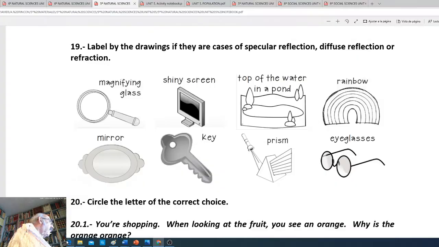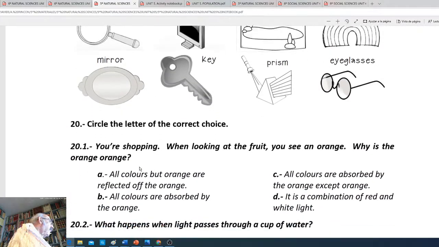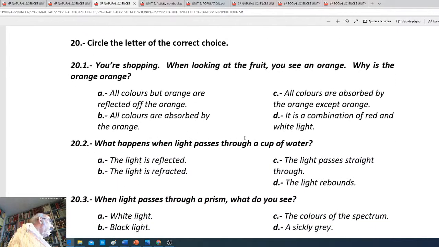So let's go now to the next exercise. Exercise number 20, and you have to choose the only right answer here. I'd like you to take part in this correction. So 21, you are shopping. When looking at the fruit, you can see an orange. Why is the orange orange?